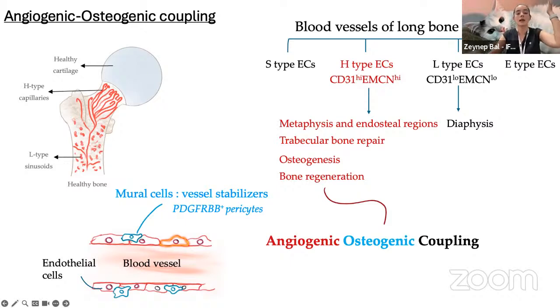So why is angiogenesis or vascularization important? In long bone marrow, we have four types of special cells, including endothelial cells. Among these, H-type endothelial cells are shown to have positive roles in trabecular bone repair, osteogenesis, and bone regeneration. So this means that there's an interplay between bone and vascular structures, which we call angiogenic-osteogenic coupling. You cannot omit this part when you are aiming to treat osteonecrosis.